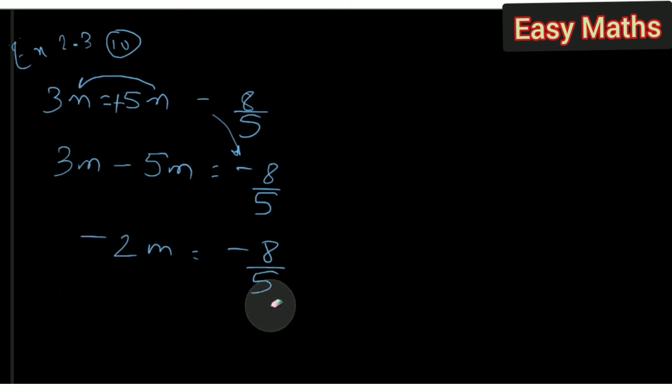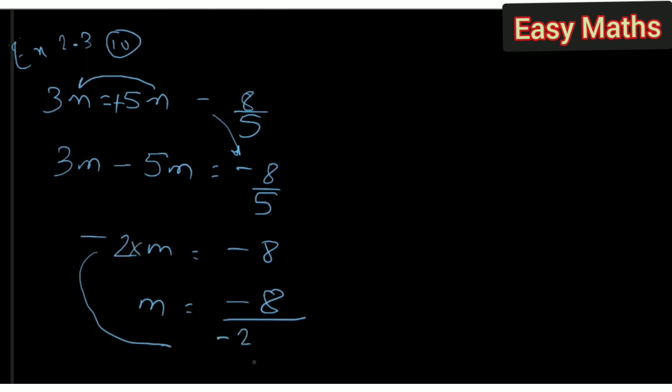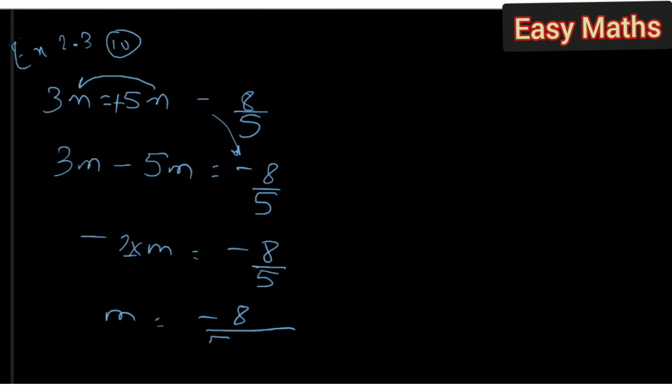Now forget about this 5 for a little bit. Now what would we have done to get m? We would have taken this minus 2, it had multiplication between 2 and m, it would have become division. So what difference does it make now if we have 5 in the denominator here? It is minus 8 by 5. It does not make any difference in our steps. We are going to do the same thing.